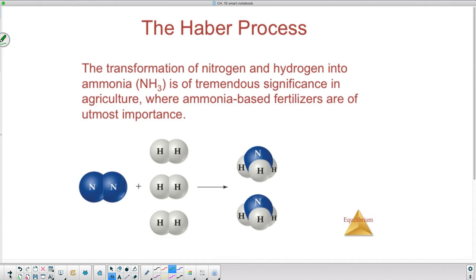So here's the transformation of nitrogen and hydrogen into ammonia. This is called, I forget what it's called.